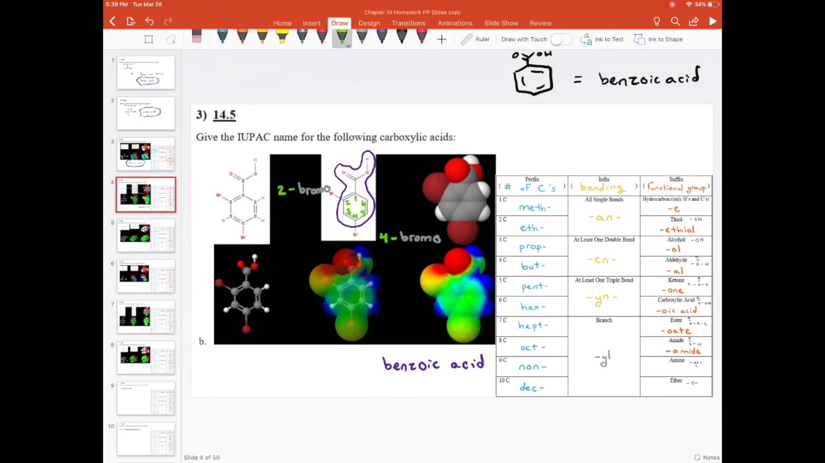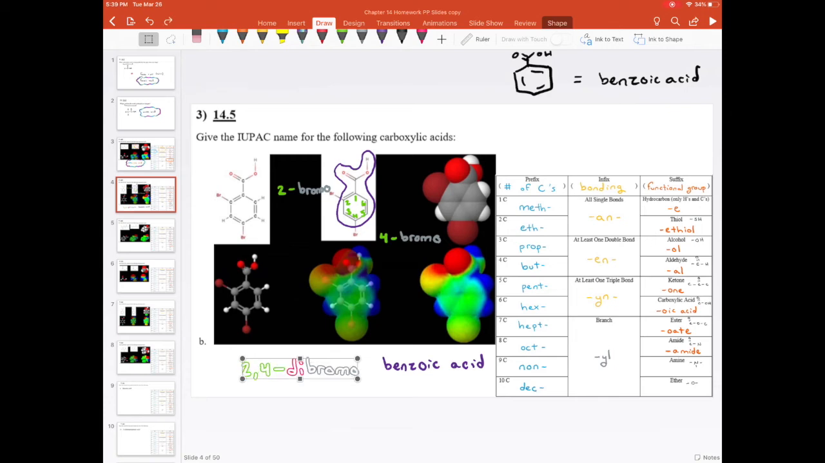Because these are both the same type of branch, they're both bromo branches, we can smush them together. Take the 2 numbers and put a comma in between them, so 2,4. Always between numbers and letters goes a dash. Then you have to say how many branches you smush together, so di here, and then what type of branch, so the bromo. So we have 2,4-dibromo benzoic acid. Always put the name of the branches in front of that backbone name.